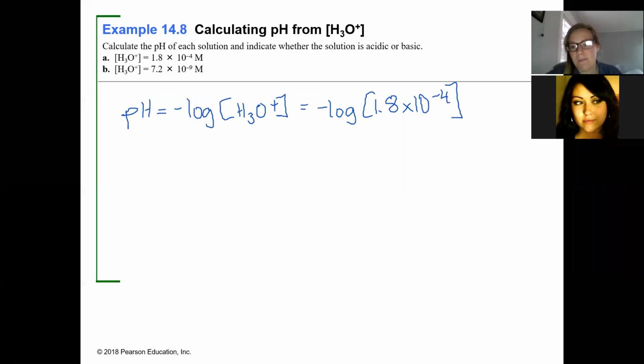So I'm using my phone calculator. I got to kind of plug it in backwards. I have to plug in the 1.8 to the negative 4, and then I have to hit the log button. If you're using a scientific calculator, you can just type it in like you would, like how it's written there.